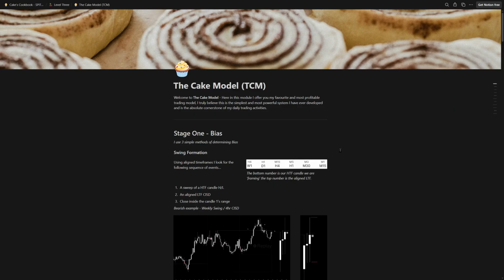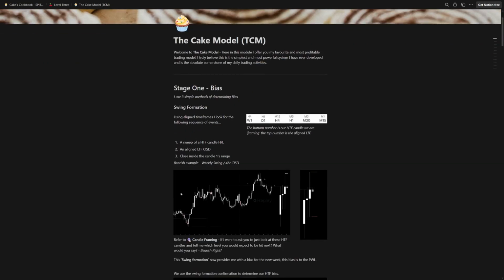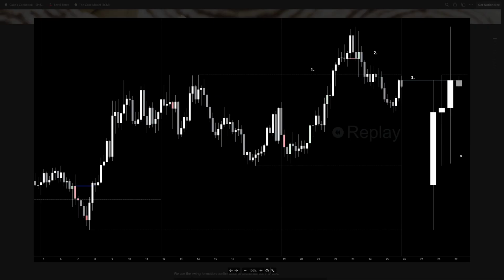The first is swing formation. Using aligned timeframes, I look for the following sequence of events: a sweep of a high time frame candle's high or low, an aligned low time frame CISD, and a close inside candle one's range. Okay, so this is what a swing formation looks like.